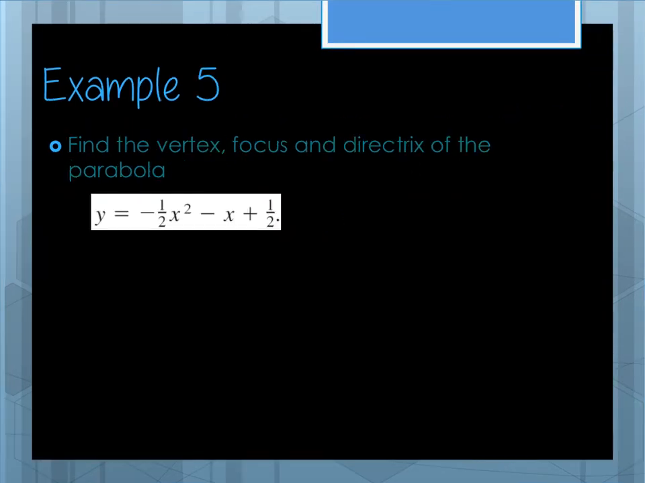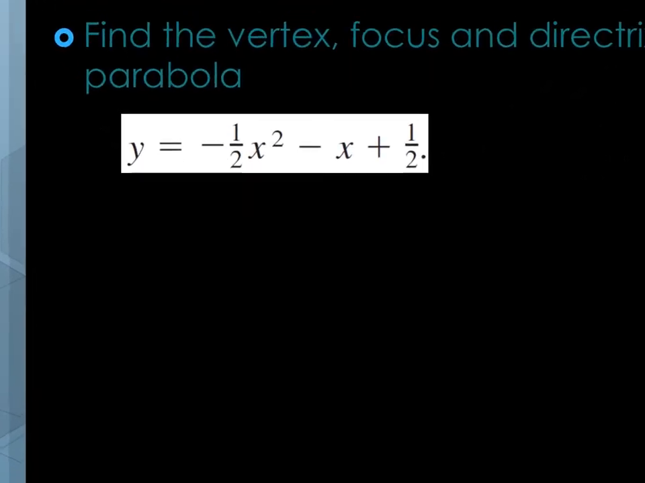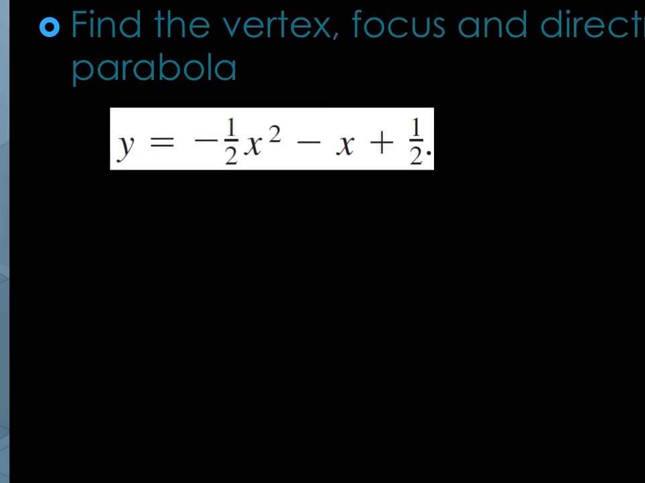All right, now it says find the vertex, the focus, and the directrix of the parabola. So we flip-flopped. Before we gave you that information, you wanted the equation. Now we're giving you the equation, and you want to find that information. So what do I have to do first with this equation? Is it in standard form? Nope. I got to get it into standard form.